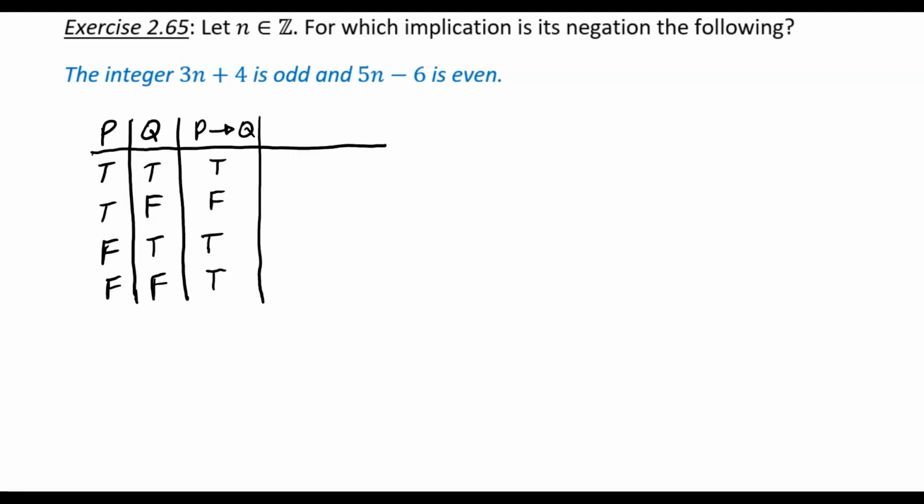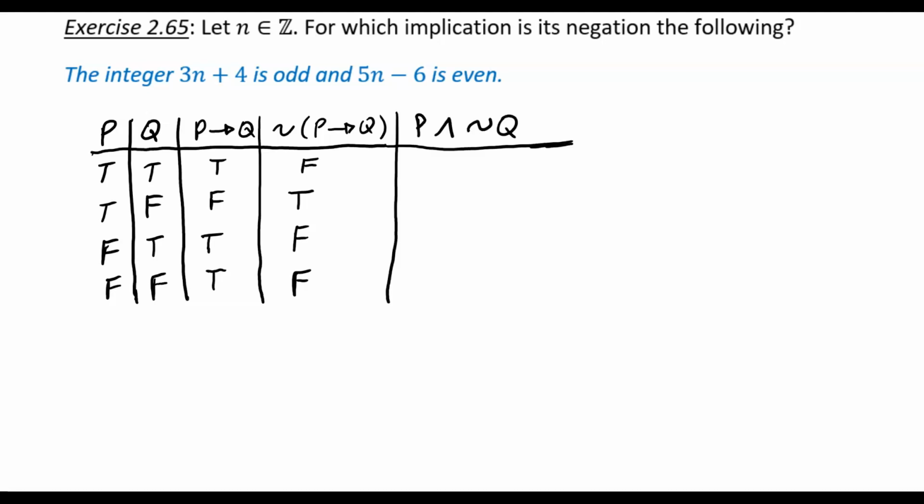Here is the truth table for the implication statement P implies Q. To take the negation of this statement, all we're doing is taking the not of P implies Q. When P implies Q is true, not true is going to be false. When it's false, we get true. So we get false, true, false, false. So this is the negation of the implication statement P implies Q.